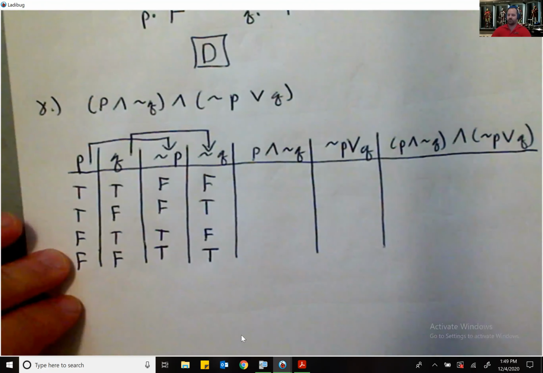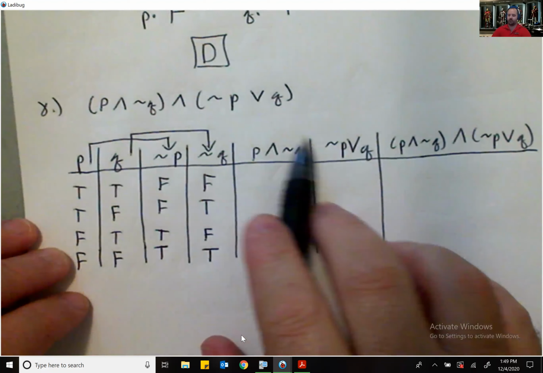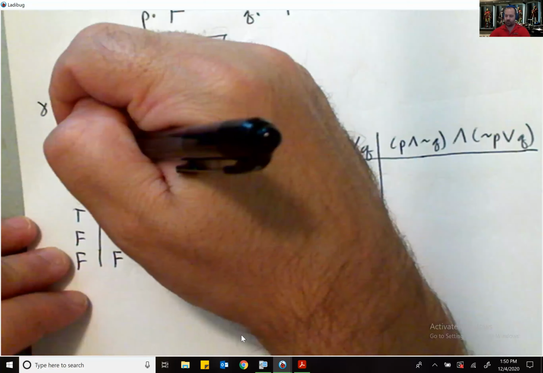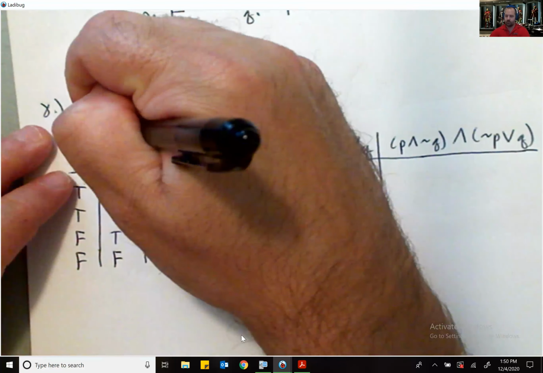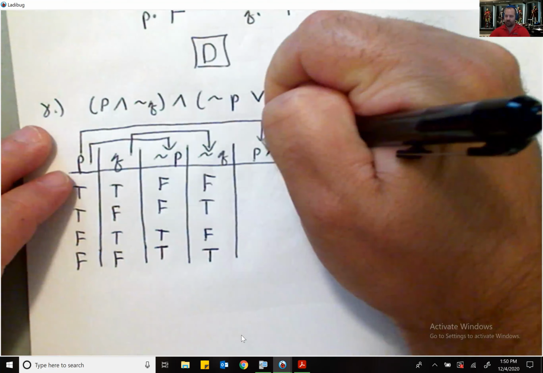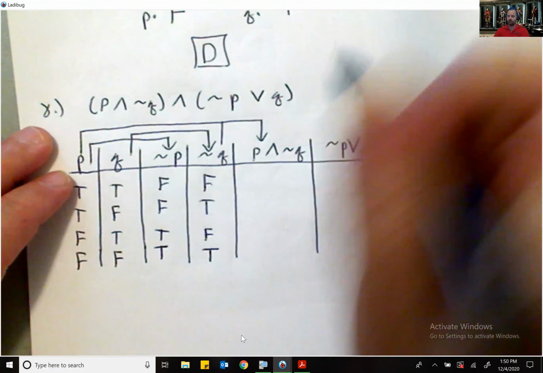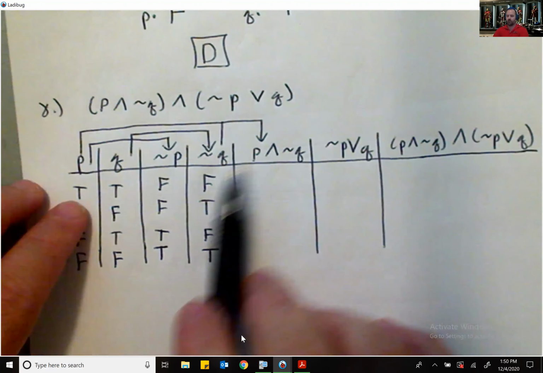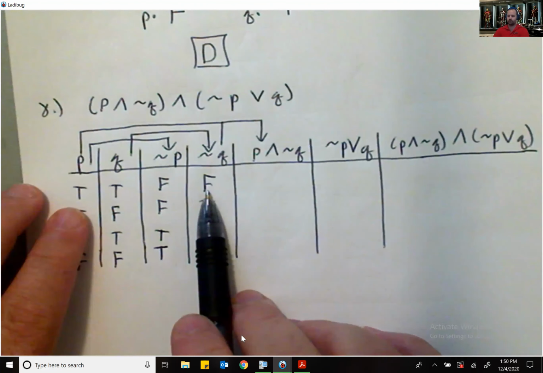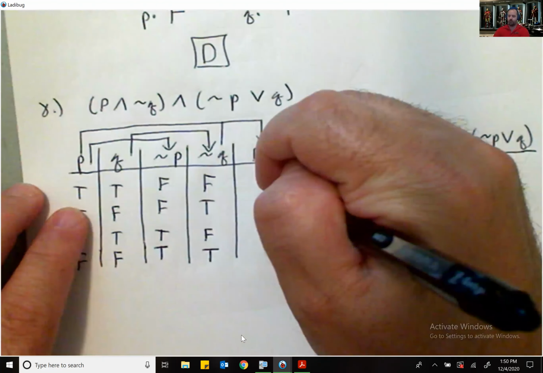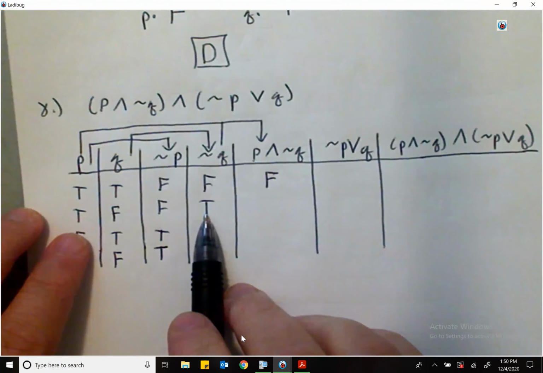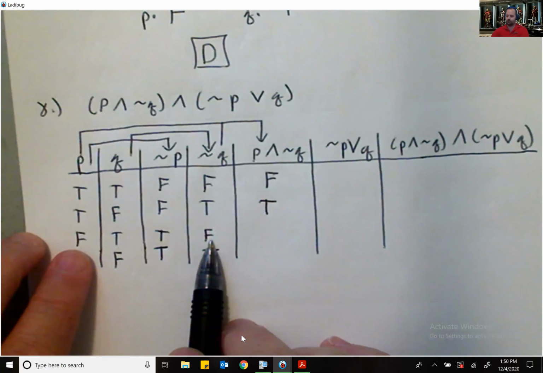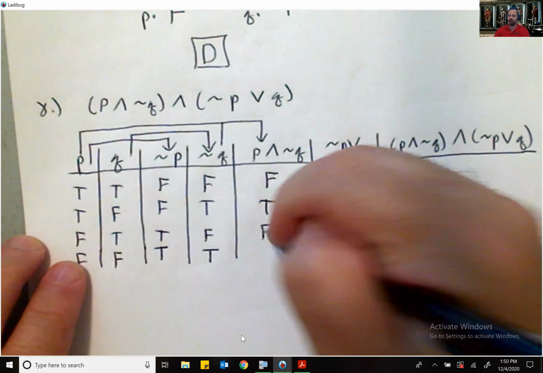All right. So now we're at the and. So P and negate Q. That means we want to use the first column again, and we're going to use the negate Q column to help us, these two. You already told me before that ands are only true when both are true. So I got true, false: false. Okay. Got true, true: true. Okay. Got false, false. And I got false, true: false.